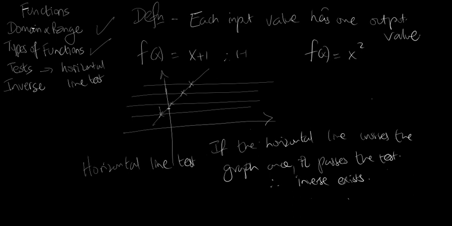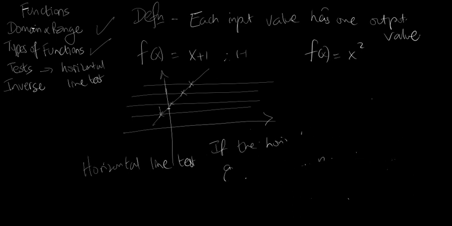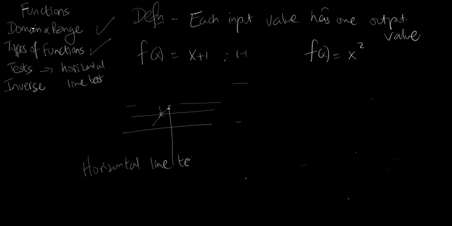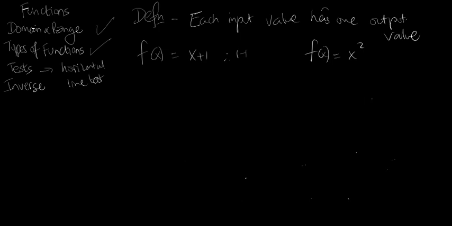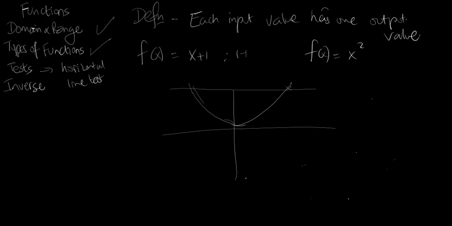Let's look at the quadratic curve now. So let's look at f(x) equal to x squared, which is the second one. I'm going to draw a quadratic curve. So it's f(x) equal to x squared. A quadratic curve looks like this. Here, if you draw a horizontal line, you'll see that it's going to cross at 2 points. You see? So it's failing the horizontal line test. Therefore, it's not a one-to-one.